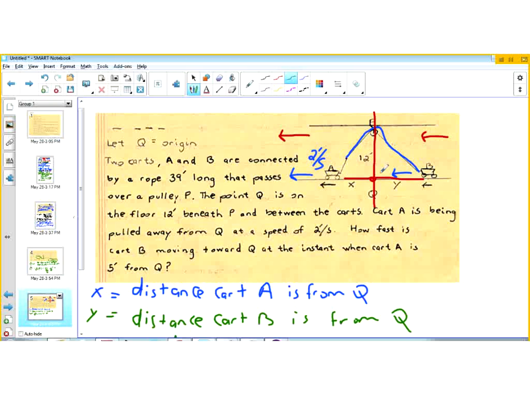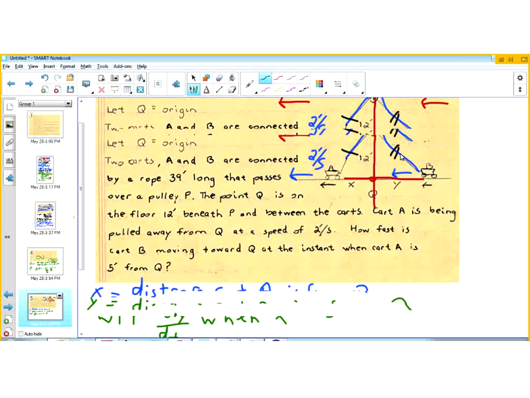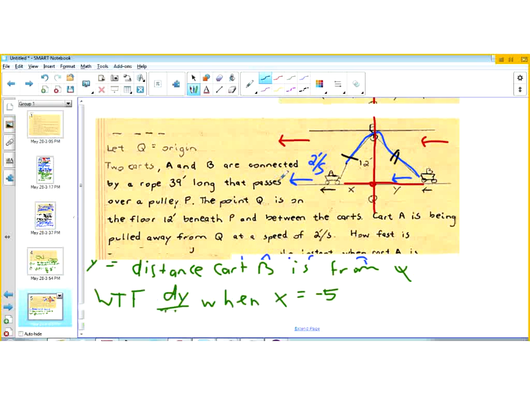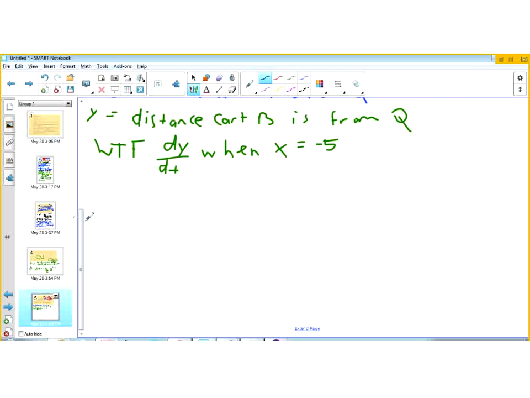Looking at the illustration, we've got two right triangles that we can work with. Let's consider the length of the rope. The length of the rope is the sum of the lengths of two hypotenuses. Here you have one hypotenuse, and here you have another. x squared plus 12 squared gives the first hypotenuse, and y squared plus 12 squared gives the second. The sum of the two is the length of the rope, which is 39.